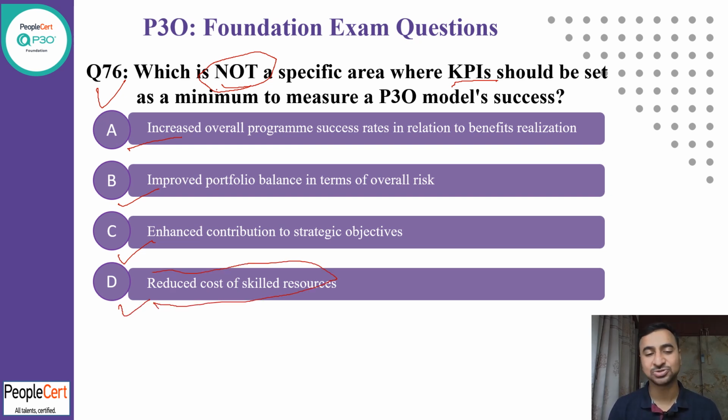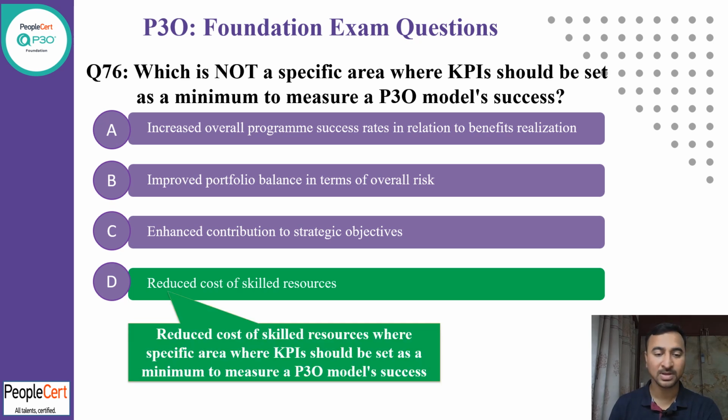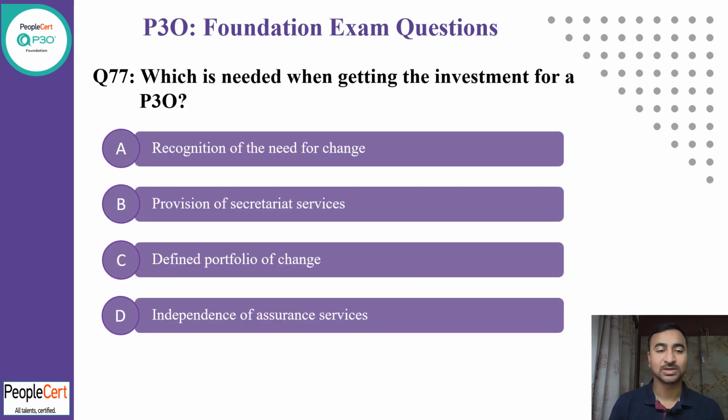Reduce the cost of skilled resources. I believe that should not be a KPI. KPIs should be in terms of the overall organization going in the right direction, with measurable benefits. But this is not related to that, so we can consider that it should not be a correct KPI, and that is the correct answer. Okay, let's see. Yes, that is the correct answer. Okay, move to question number 77.